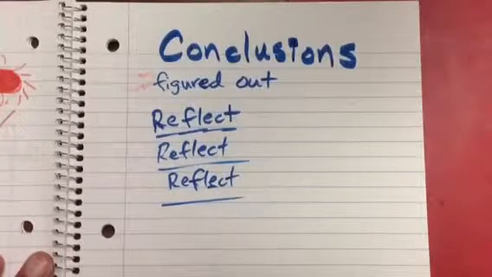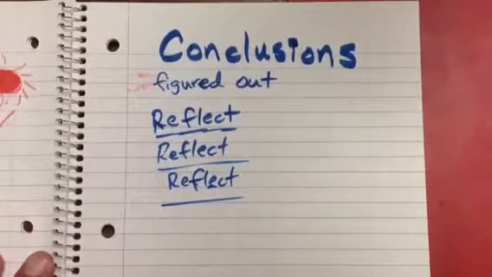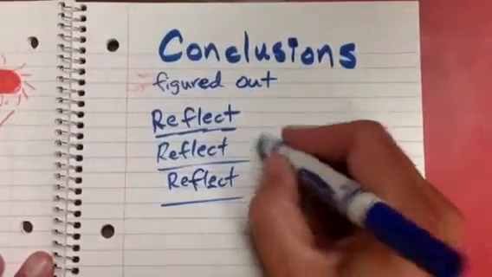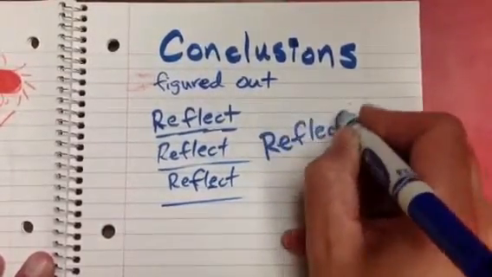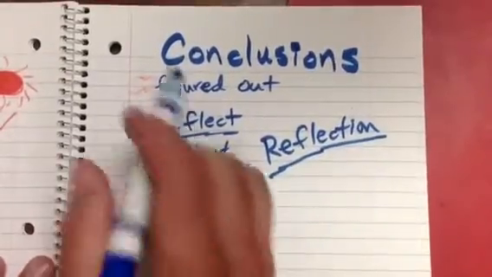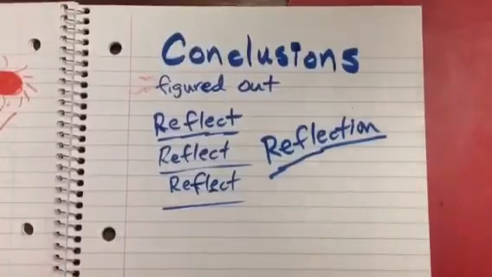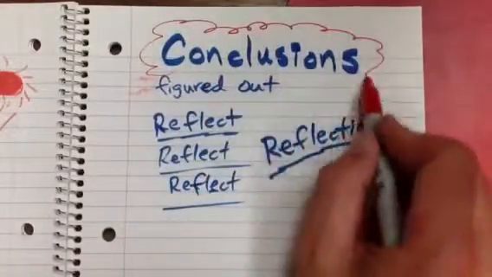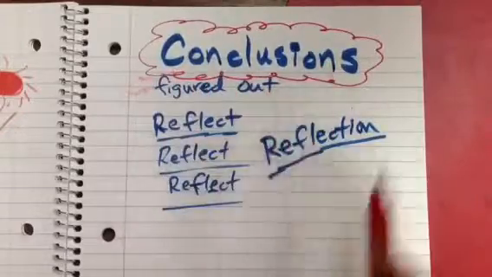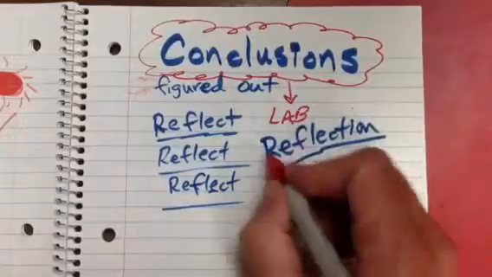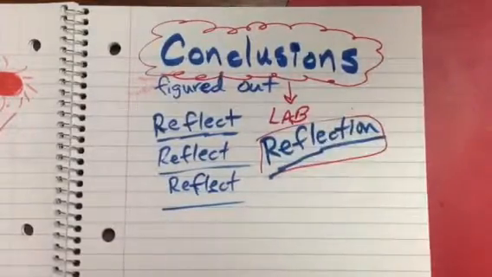So when you get down to the end and the conclusion, guess what the conclusion should be about? You're right. It should be about reflection. So number one on conclusions, make sure your conclusion matches what your lab was all about. Your conclusion should match your lab. If the lab was about reflection, then make sure your conclusion is about reflection.